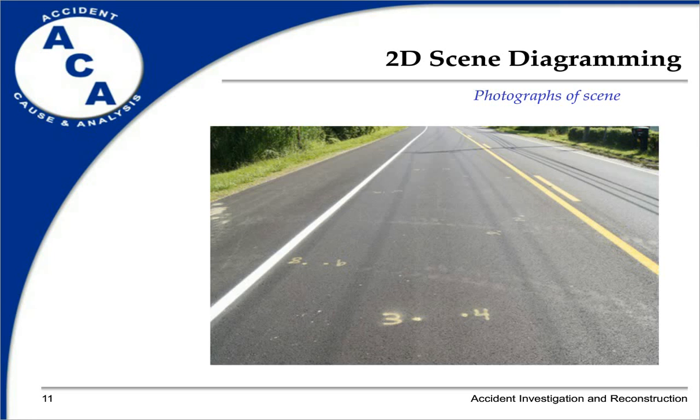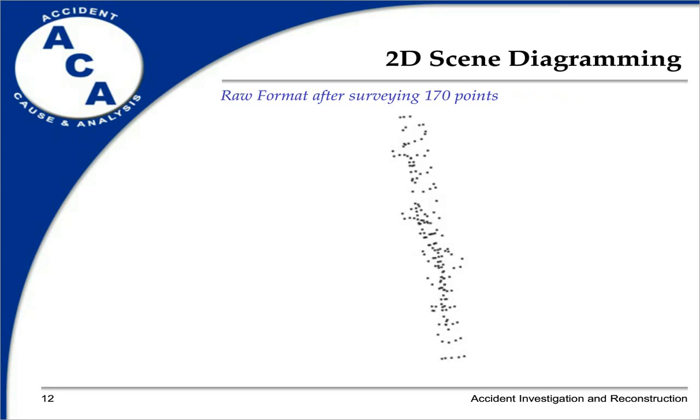But, in general, I think you can get a 3-month period to see these types of marks. So when we went out to the scene to document stuff, this is the raw format, and there were 170 markings on the roadway that the police marked for this fatal accident.